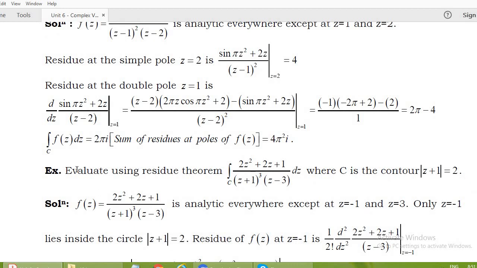Now integration over closed curve C of f(z) dz is equal to 2 pi i times the sum of residues at both the poles. So the addition of the residues at the poles is 2 pi, and that will be multiplied by 2 pi i, and the answer is equal to 4 pi square i.